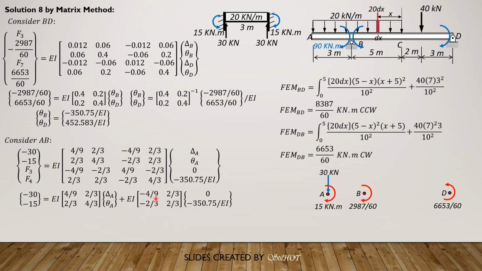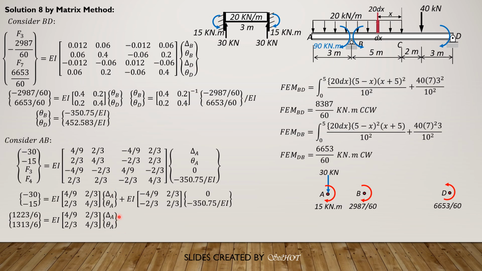So negative 4 over 9 times 0 is 0, then 2/3 of negative 350.75 is negative, then transpose to the left, add to negative 30, it becomes 1,223 over 6. Then for the second value here, negative 15, negative 2/3 times 0 is 0, 2/3 of negative 350.75 is negative, so negative to the left, so positive times negative 15 is positive 1313 over 6. Then we have EI, this 2 by 2 matrix times delta A, theta A.